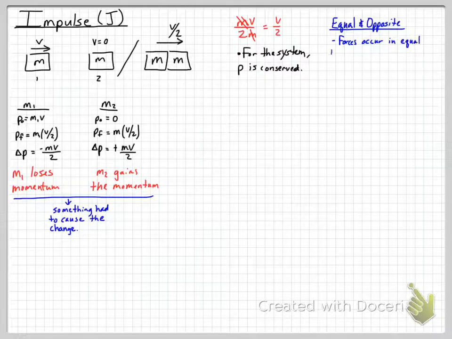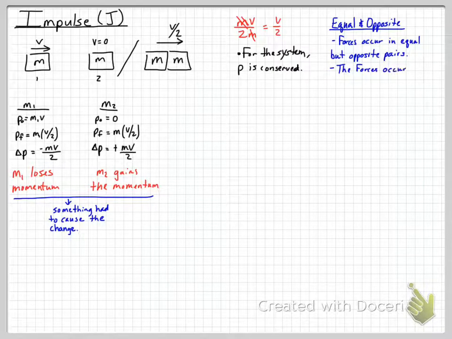So forces act on the objects equal but opposite in direction, and they also act on two different objects. So forces occur in pairs but opposite pairs, and the forces occur on two different objects. We'll cover that a little bit more when we get into forces. But you can see that there was a force that acted on mass 1, and the exact same force acts on object 2, mass 2.